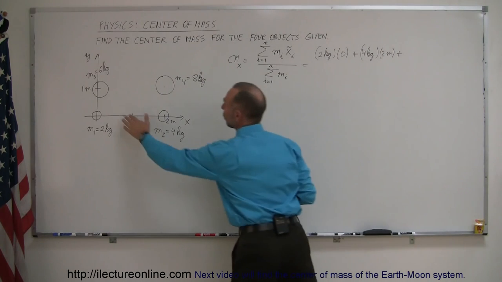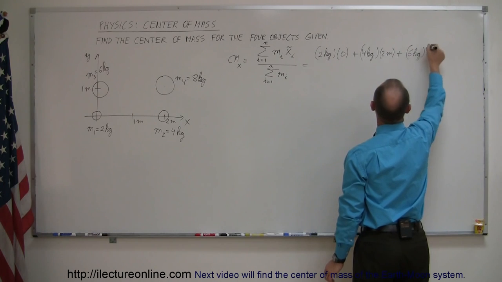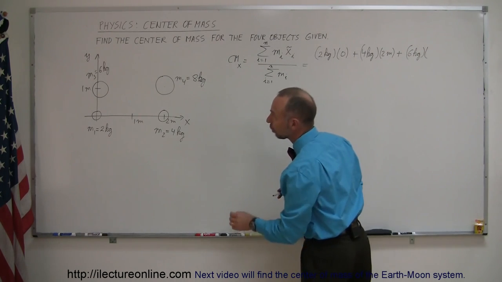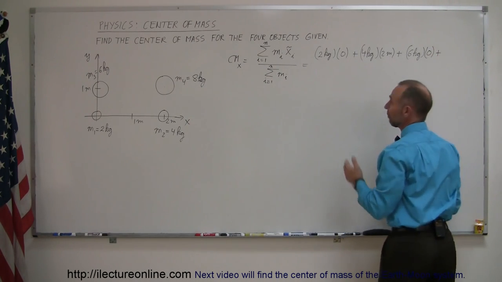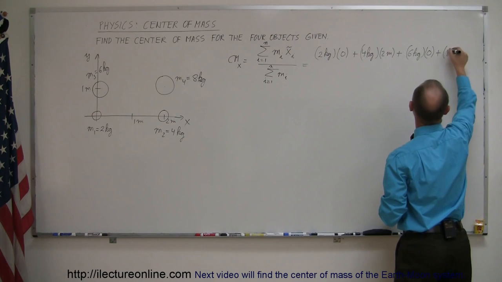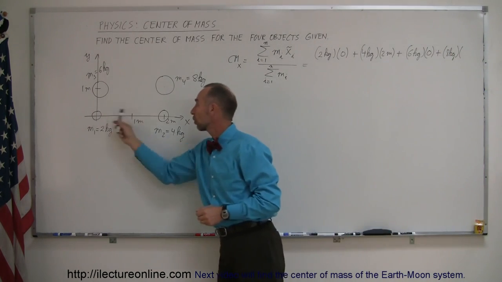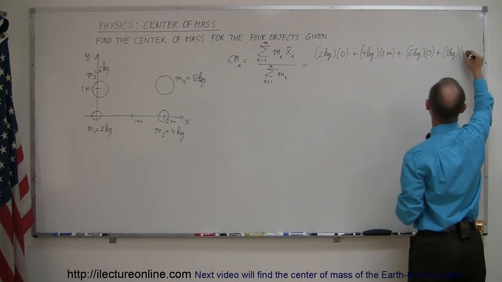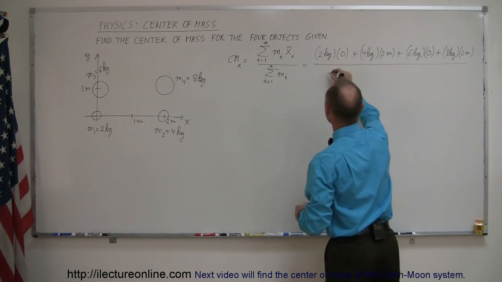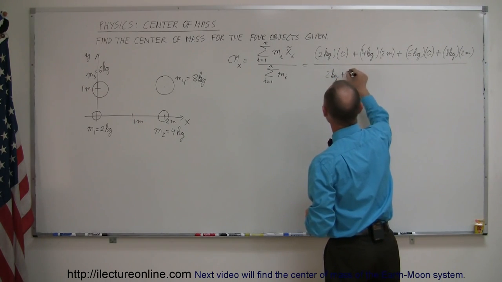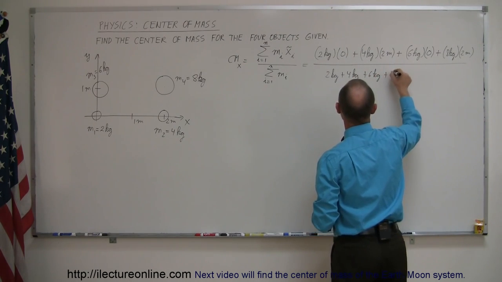Plus the third mass, which is a 6 kilogram mass, also multiplied by the x-coordinate of center of mass, which is right above the origin, so that would be 0 again. And plus the final mass, M4, 8 kilograms, times the x-coordinate, which is also 2 meters away, so times 2 meters. Then we divide that by the sum of all the masses: the 2 kilograms plus the 4 kilograms plus the 6 kilograms plus the 8 kilograms.